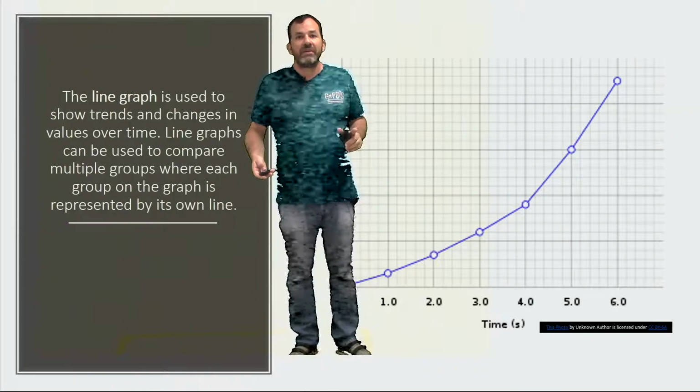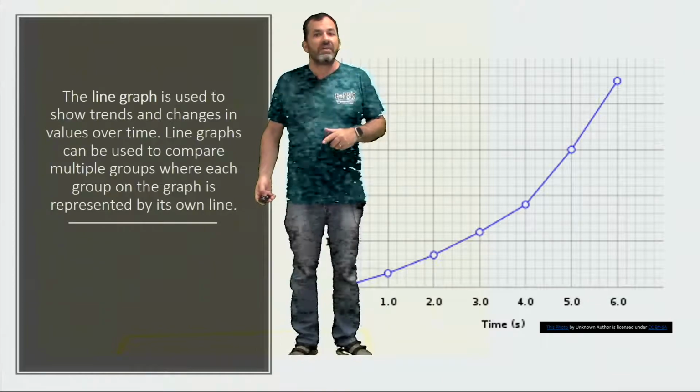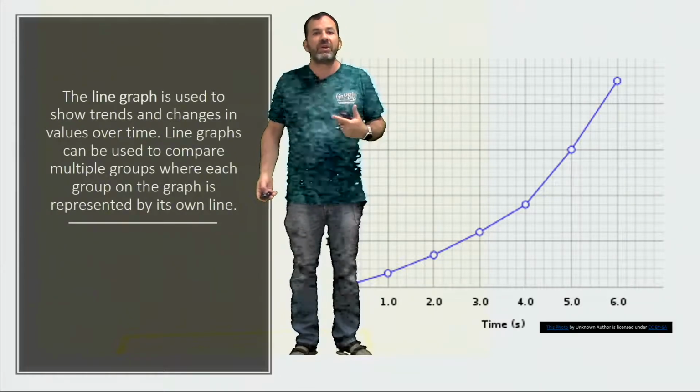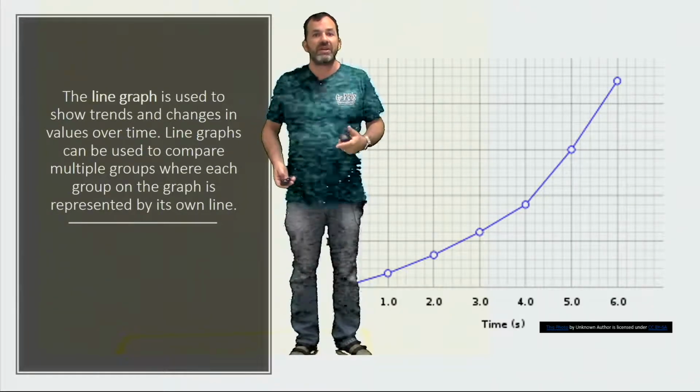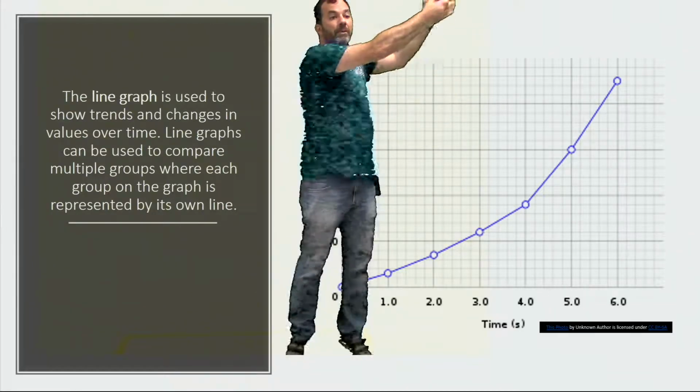The line graph is used to show trends and changes in values over time. Line graphs can be used to compare multiple groups where each group on the graph is represented by its own line. Notice here how the trend is going up.